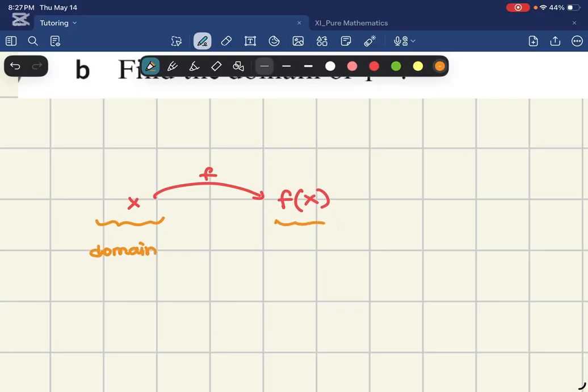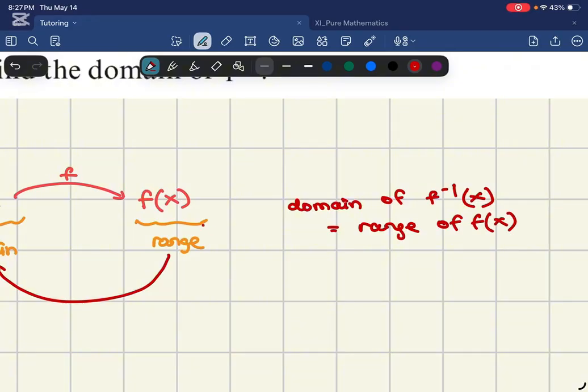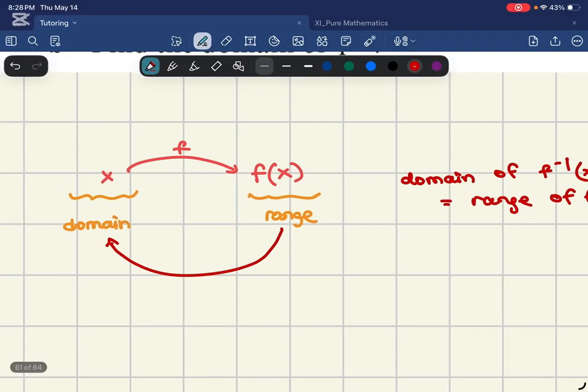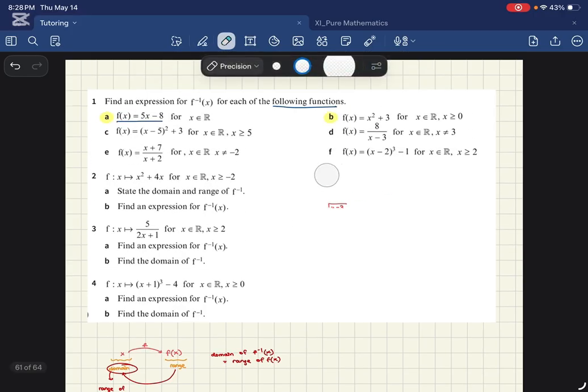The set of all allowed outputs is your range. So when the inverse function maps back, the domain of f inverse of x must be the range of f of x, right? So the range of f of x is the domain of f inverse of x. So the range is the input. So it becomes the domain of f inverse of x, and the domain of f of x becomes the range of f inverse of x. So that is another thing that you want to remember. All right, so let's continue.